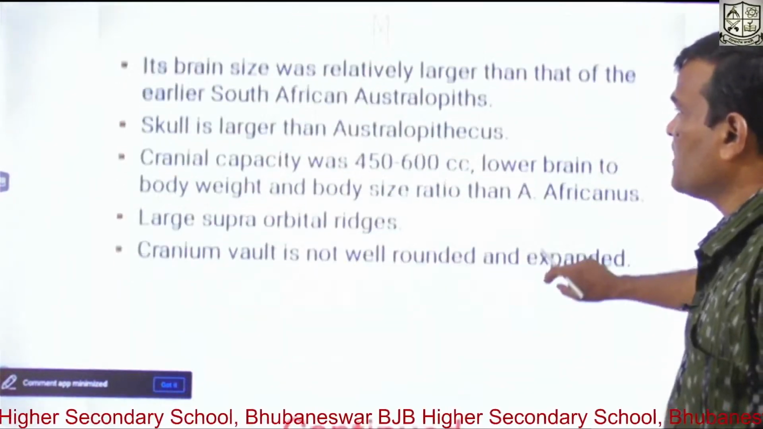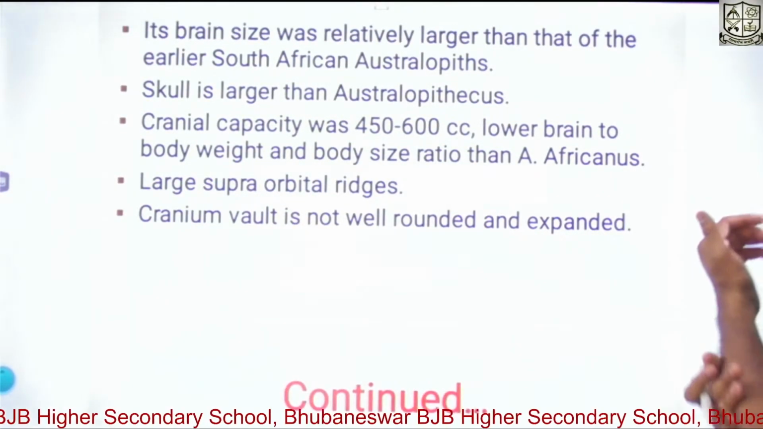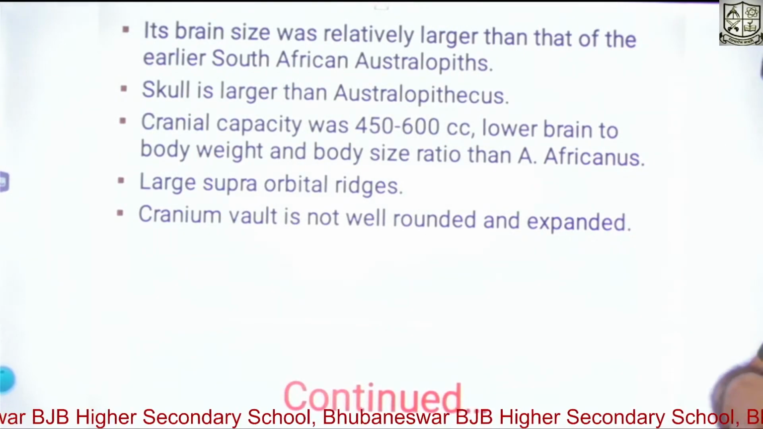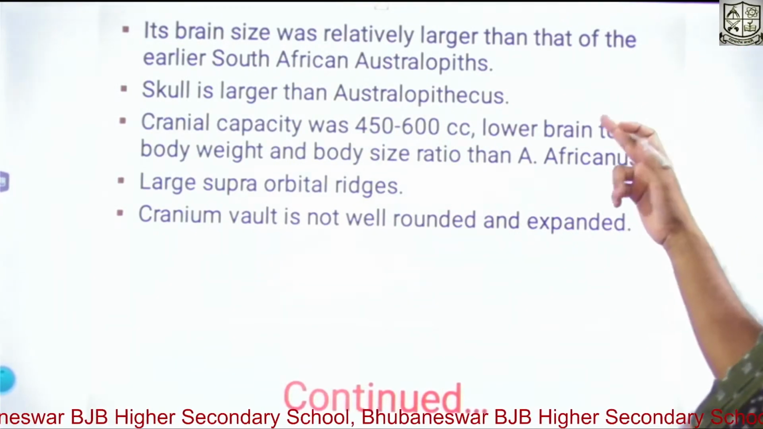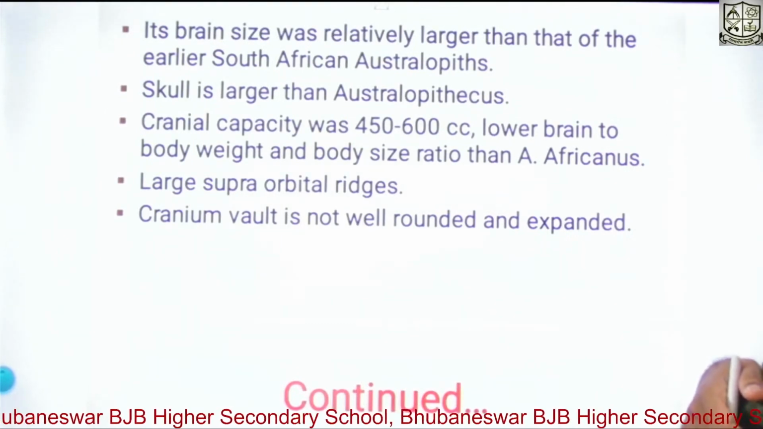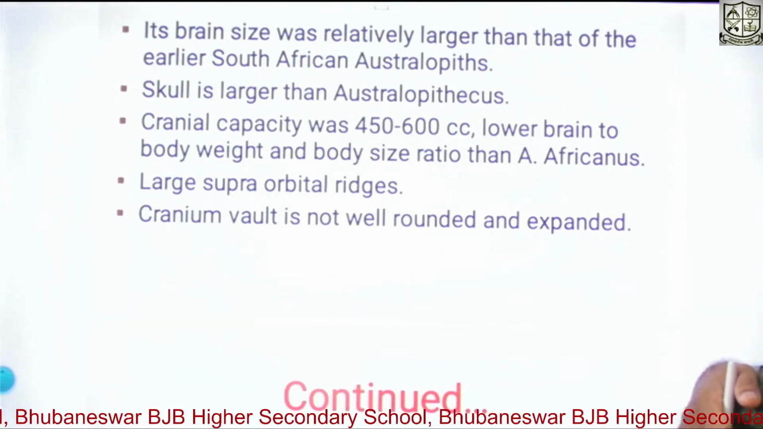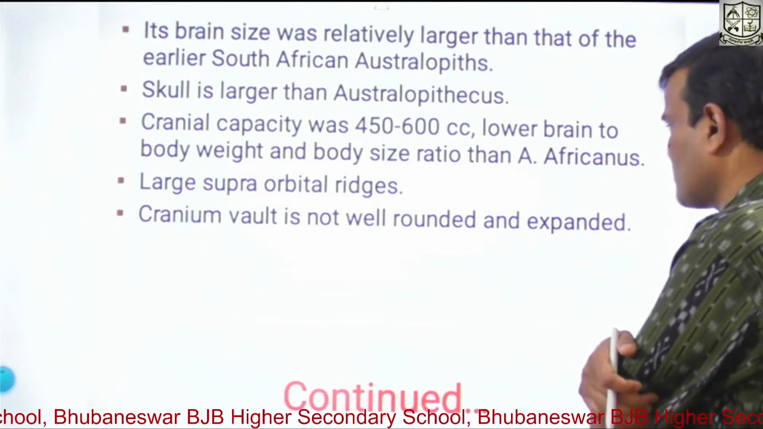So its brain size was relatively larger than that of the earlier South African Australopithecus. Okay. And the skull is larger than Australopithecus. Cranial capacity was 450 to 660 cc, that's the range. Lower brain to body weight and body size ratio than the African.